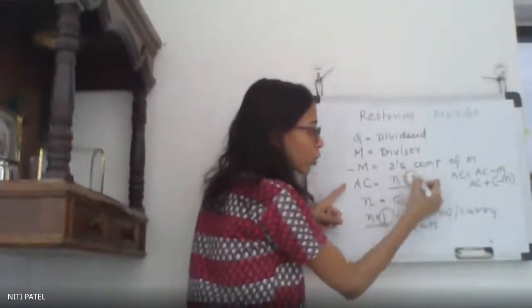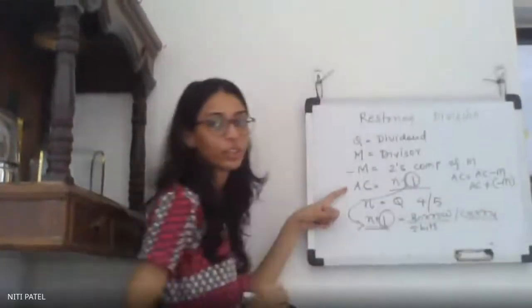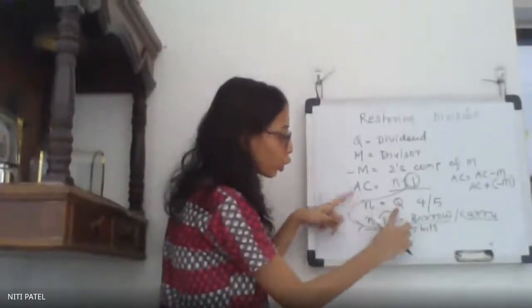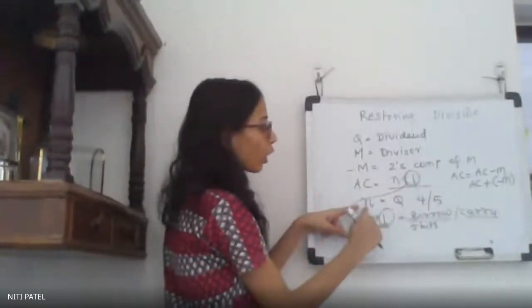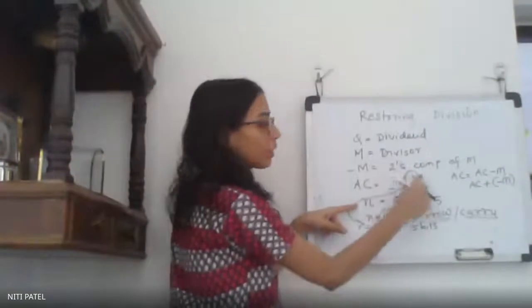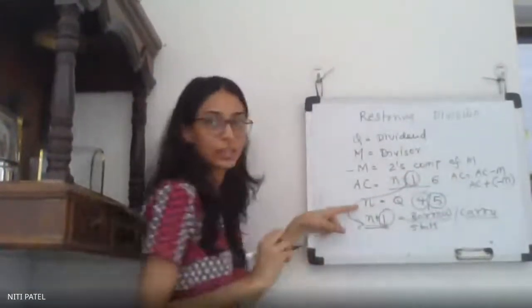And why do we take this one? This one is taken to handle the borrow and the carry. So if n is equal to the number of bits in Q, your AC will be n plus 1. If your n is 4, your AC will be 5. If your n is 5, your AC will be 6. Is it clear up to here?